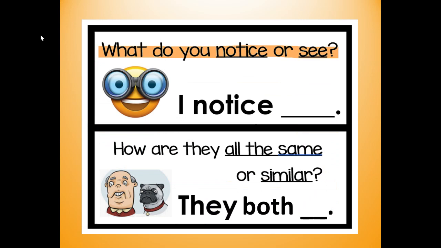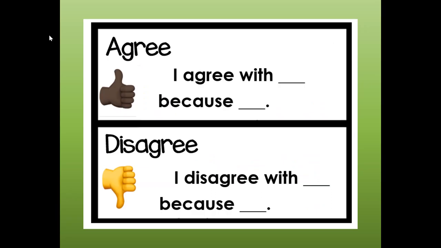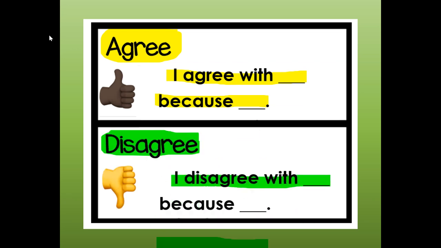For each pair of pictures, I'm going to ask the same questions. What do you notice or see? And you can say, I notice or I see. And how are they the same or similar? And you can say they both. You can also agree with me and say, I agree with you, Mrs. Pearson, because, and tell me why, or I disagree with you because, and tell me why.